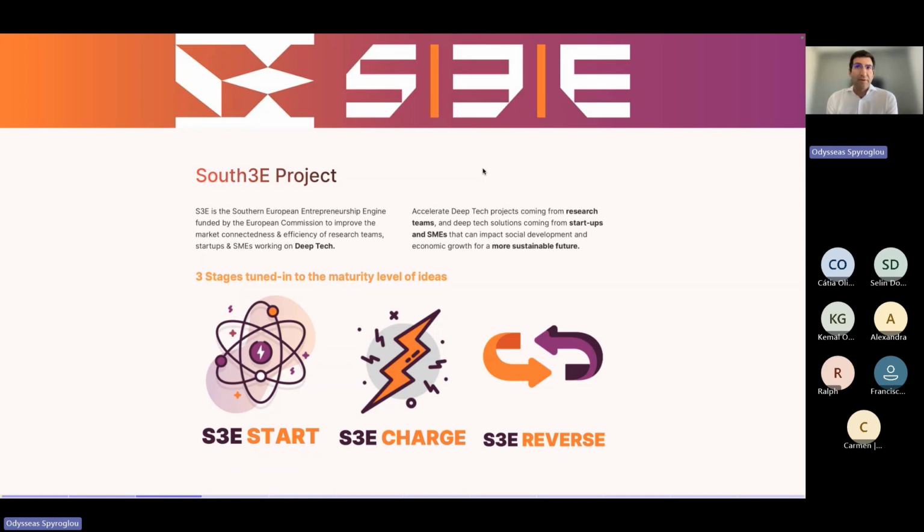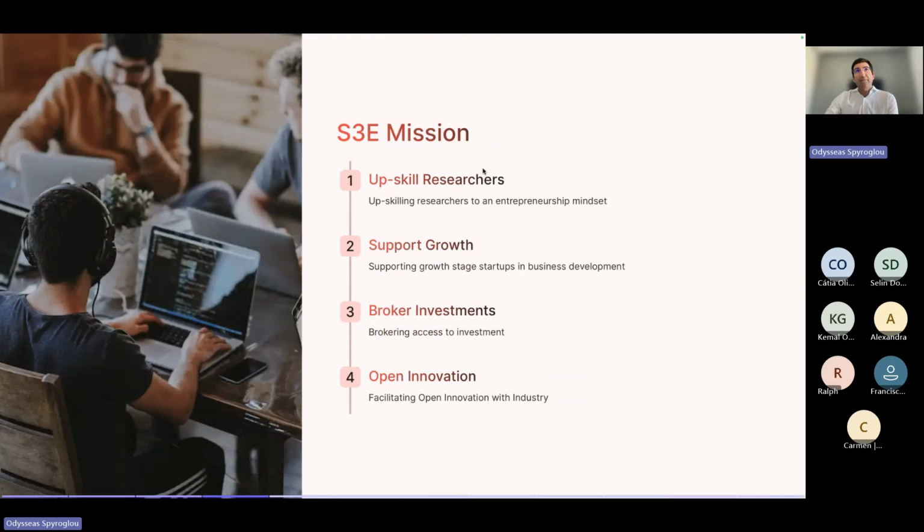I'm going to present the reverse track here. Start and charge were aiming at early stage startups and TTOs. These tracks are already either underway or have already finished. So we're still running the reverse. We will see if we will run another cycle of charge, maybe after the summer, depending on how many companies we have and if we have the resources. But for now, I'm going to present the reverse and what you can gain from the reverse.